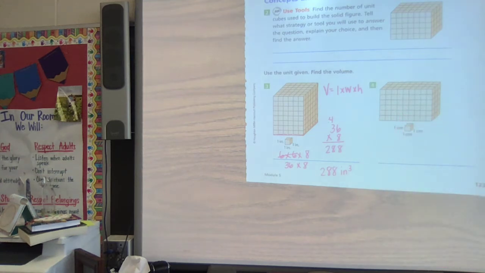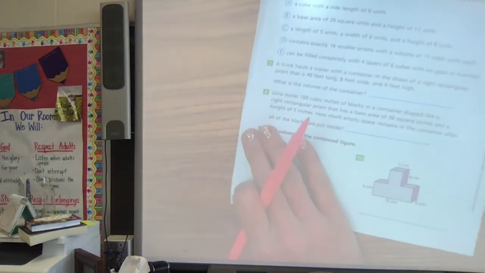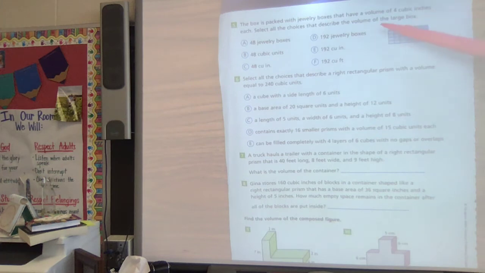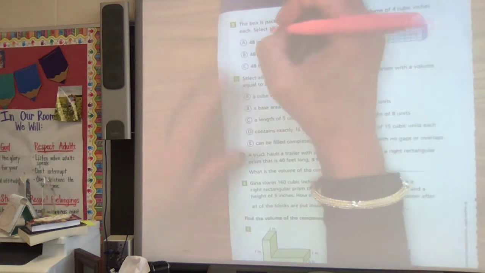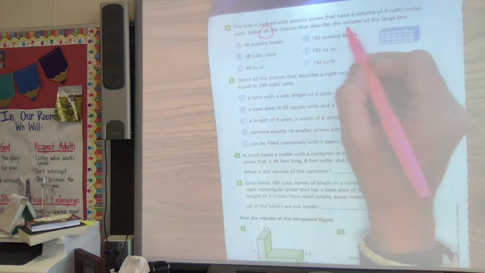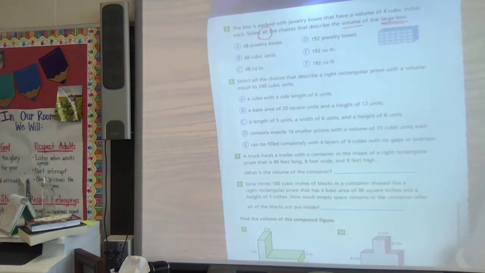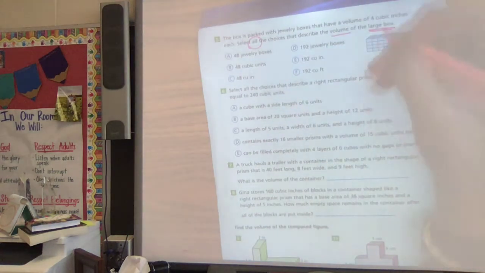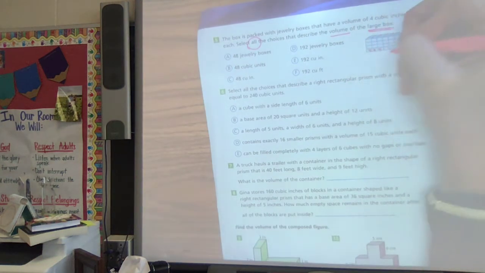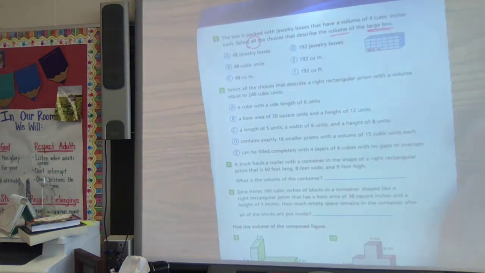Okay, so we're going to turn the page. Number 5 says the box is packed with jewelry boxes that have a volume of 4 cubic inches each. Select all the choices that describe the volume of the large box. So if I know that this one is 4 and this one is 4 and this one is 4, I know I'm going to have a pretty big number.